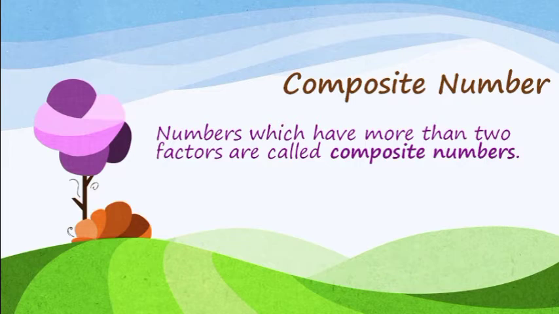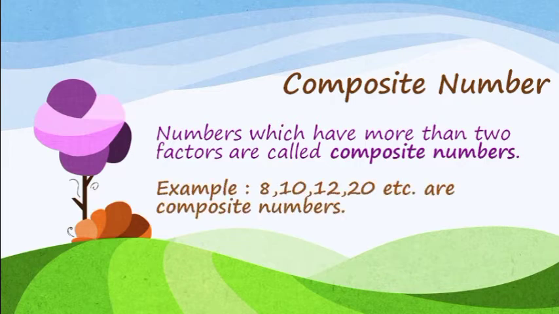Those numbers which have more than two factors will be considered composite, and those numbers which have only two factors are prime numbers. So let us have a look at the example. See, 8, 10, 12, 20. These are the numbers which have more than two factors.